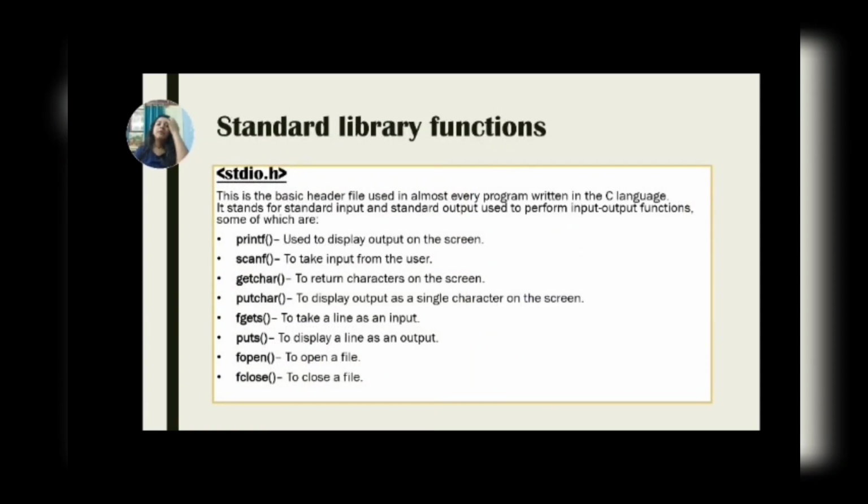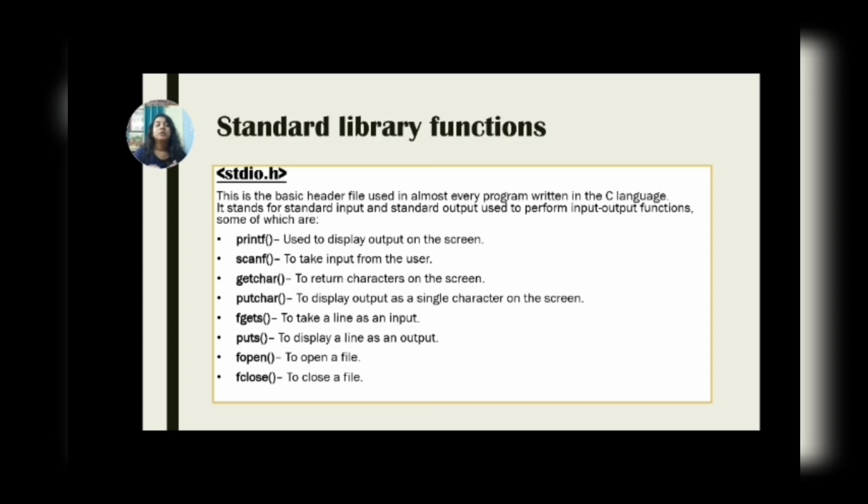Now let us become familiar with some of the standard library functions. They are quite important, as you will see. The first header file is stdio.h. This is the basic header file. It is used in almost every program. It stands for standard input and standard output functions. It is used to perform input-output operations, as is quite clear from the name.